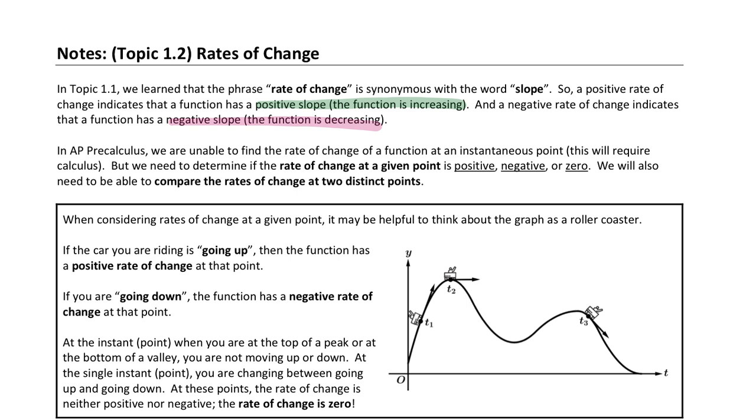In AP Pre-Calculus, we are unable to determine the rate of change of a function at an exact point along a graph. You'll need actual calculus for that, not pre-calculus, and we're not getting into derivatives in this course. But what we will do in this class is make sure that we can determine the rate of change at a given point, if it's going to be positive, negative, or a third option for us, 0. We won't find a particular number. Again, it's beyond the scope of this course, but we need to make sure we can do that. We will also compare the rates of change at 2 distinct points.